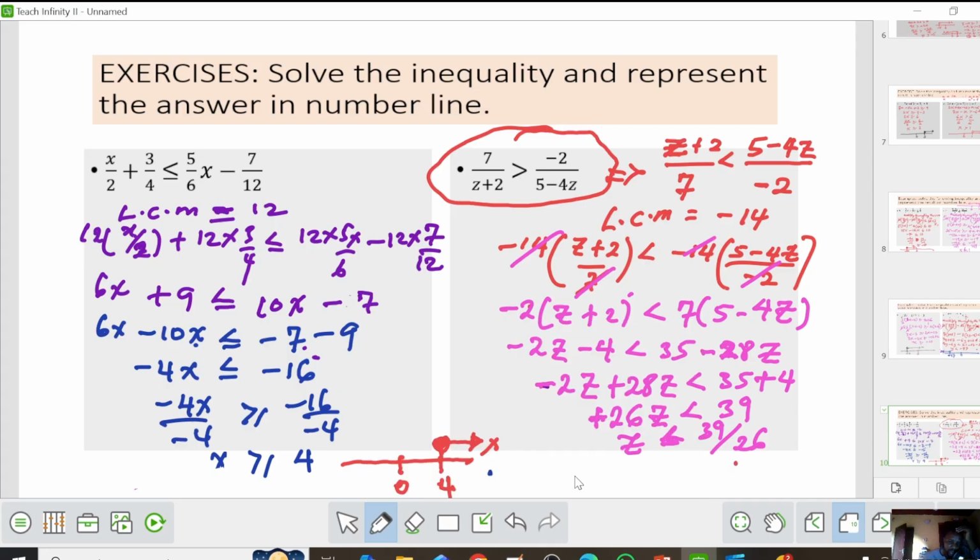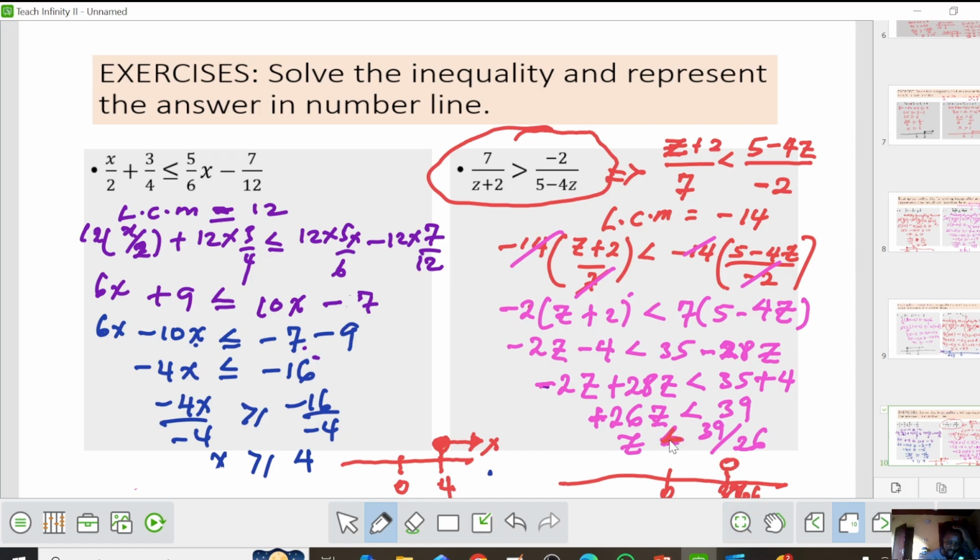You just write your number line. Draw the number line and put your 0 here. That's to show you the demarcation. Since 39 divided by 27 is approximately 1 point something, let's say, assuming it's here, 39 over 26. Just write it, so put your 0.